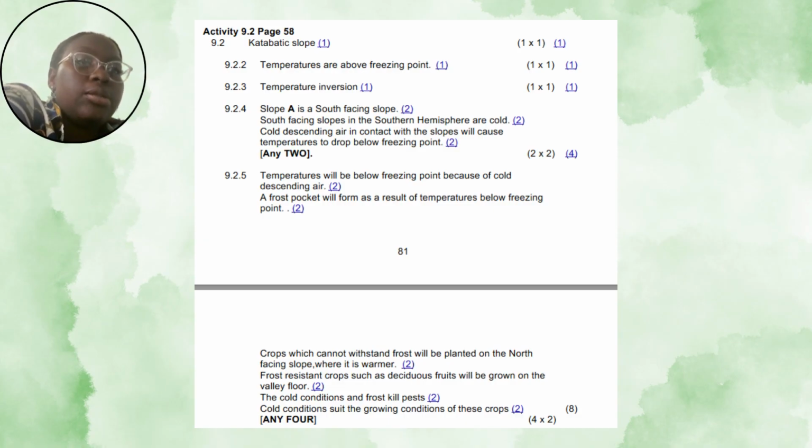So for the methods, the crops that cannot withstand frost will be planted on the north facing slope, because we said south facing slopes are generally colder, so the north facing one would be warmer. The frost-resistant crops, such as deciduous fruits, will be grown on the valley floor instead because they will thrive there. The cold conditions and frost will kill pests, which is a good thing, and the cold conditions suit the growing conditions of those crops. Any of those four reasons would have been suitable.